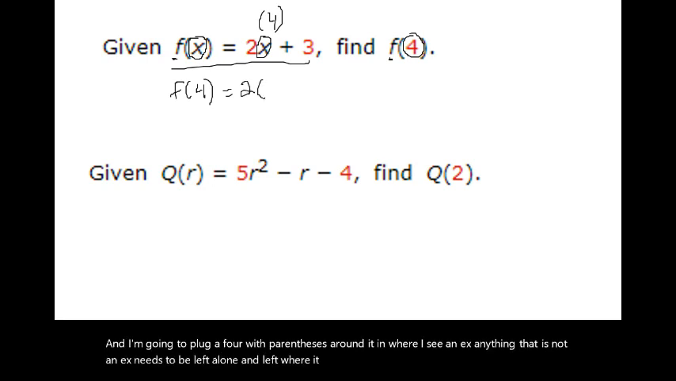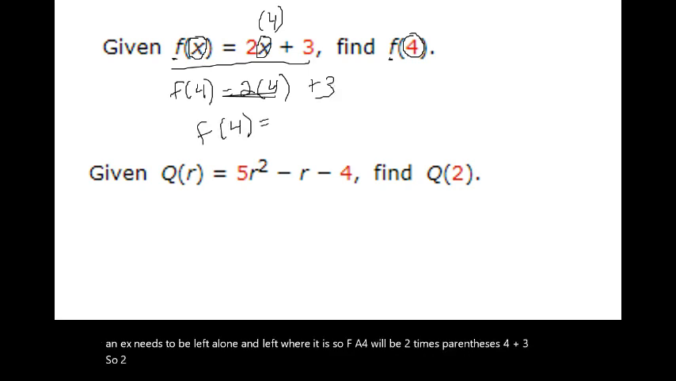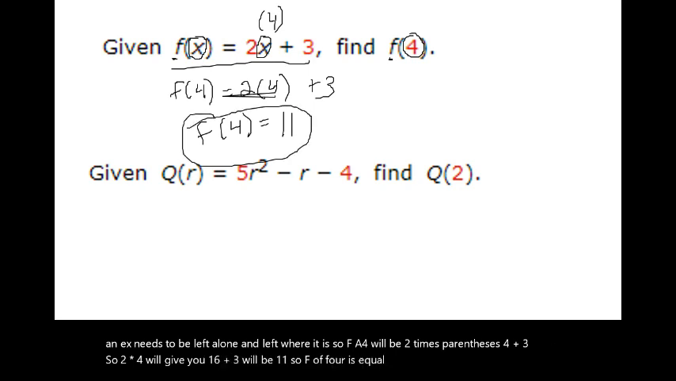So f of 4 will be 2 times parentheses 4 plus 3. 2 times 4 will give you 8. 8 plus 3 will be 11. So f of 4 is equal to 11.